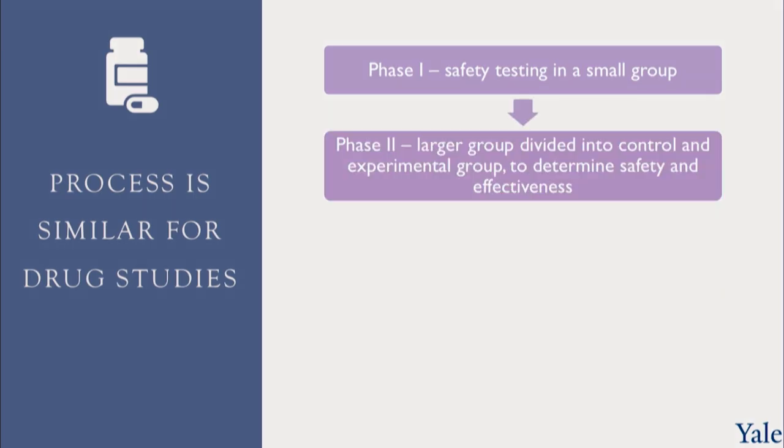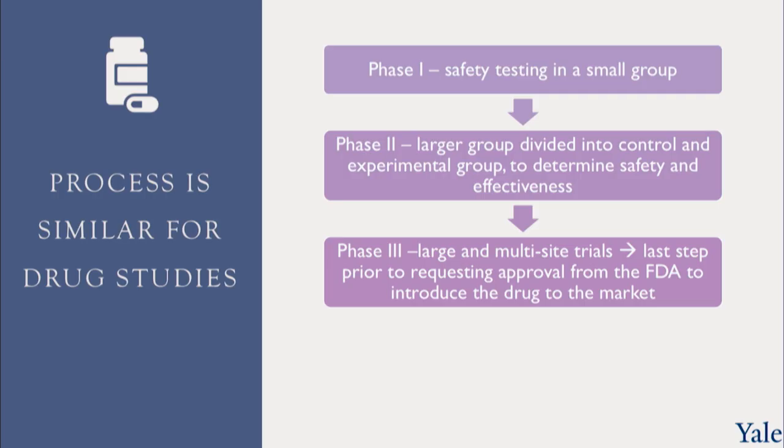This is phase 1. Phase 2, we have a larger group divided into a control and experimental group. And here we determine safety and at least an initial hint of effectiveness. So this is a phase 2. At the end of phase 2, if successful, you go to a phase 3. This is a large and multi-site trial, and this is the last step prior to requesting approval from the FDA to introduce a drug to the market.